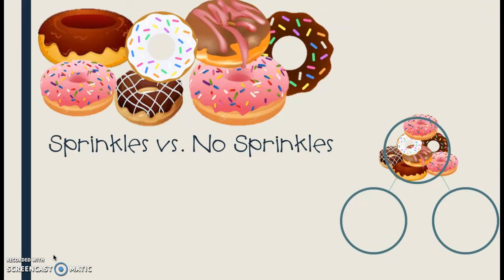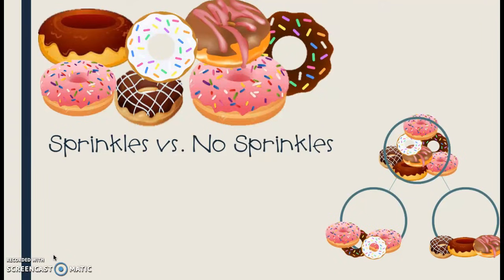Okay, now it's going to be sprinkles versus no sprinkles. Friends, can you tap on all of the donuts that have sprinkles? Yes, thank you. Excellent job. All of these donuts have sprinkles. Now can you tap on all the donuts that don't have sprinkles? Perfect. I'm going to put them over in that other part.